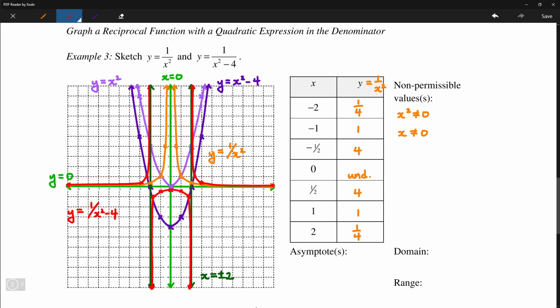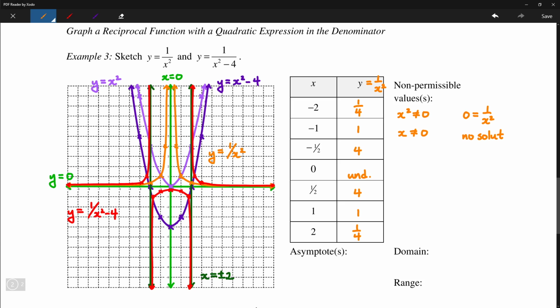Right, so the non-permissible value x cannot be equal to 0, so that will give us the asymptote. Also, notice that if 0 is equal to 1 over x squared, again, that gives no solution.